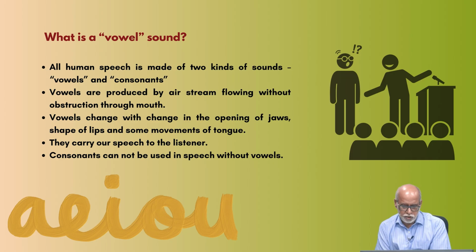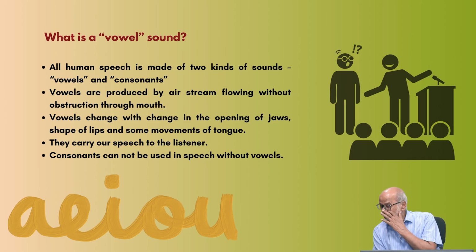Vowels also change with shape of lips. For example, when your lips are in neutral position, you say a. When they spread, you say e, or when they are rounded, you say oo. When they are less rounded, you say o. There are degrees, it goes on. Okay. Sometimes vowels also change because of shape of lips, and sometimes vowels change also because of movement of tongue.